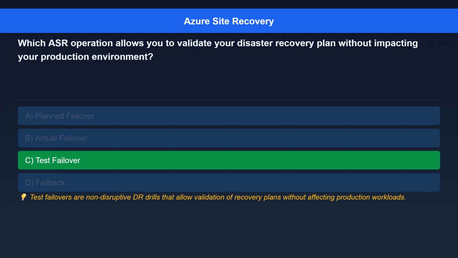The correct answer is test failover. Here's the explanation. Test failovers are non-disruptive DR drills that allow validation of recovery plans without affecting production workloads.